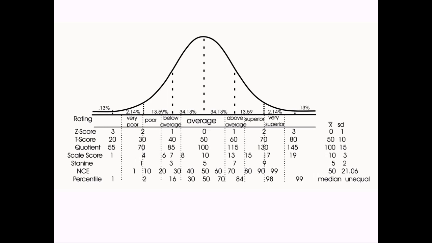This is an example of a normal curve that tells you how these tests compare to each other. So if the average performance on a z-score has a mean of 0, on a t-score 50, on a quotient score 100, on a scaled score 10, and you look at the standard deviation, the table will do this for you, but it tells you where along the normal curve your child's performance falls.